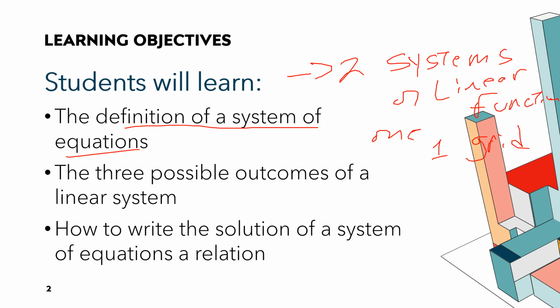There's going to be three possible outcomes. We'll talk about what those three are. I'm not going to tell you now. If I tell you everything at the beginning, you won't want to listen to the whole thing. And then we're going to figure out how to write the solution, and I sort of give that away. It's just an ordered pair or relation.